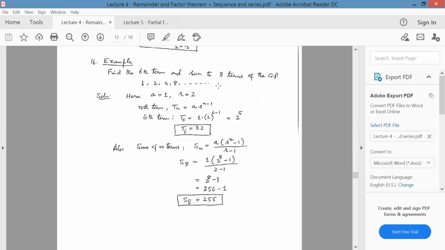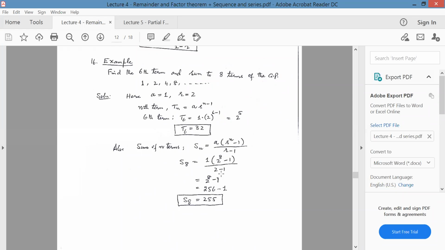And the sum of 8 terms. So the sum of n terms formula is a times r power n minus 1 divided by r minus 1. So in front of you on the screen, insert all the known values. a is known to you and r is known to you as well. n is 8, in this case, sum of 8 terms you want to calculate. So substituting these values in the formula, a is 1, r is 2, n is 8, minus 1 divided by 2 minus 1.